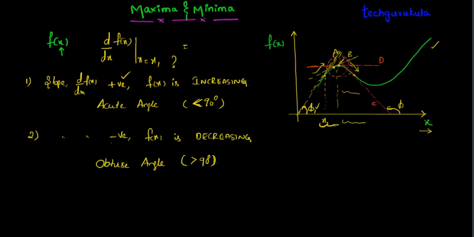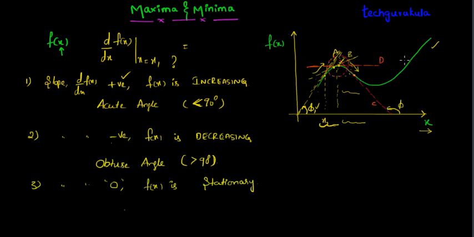So if you write the third condition, where slope or differentiation is 0, then f of x is stationary. In this case, this is a local maximum for that function. Fine. Now, we will write that this angle is also 0.